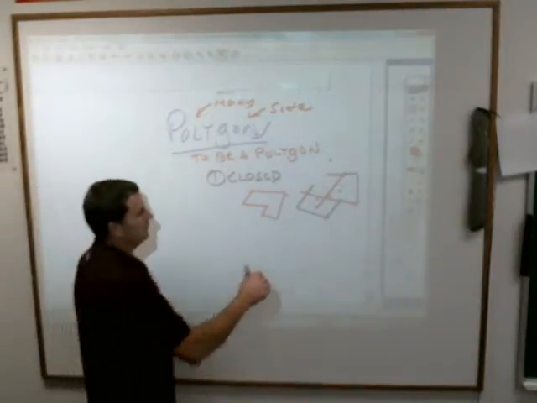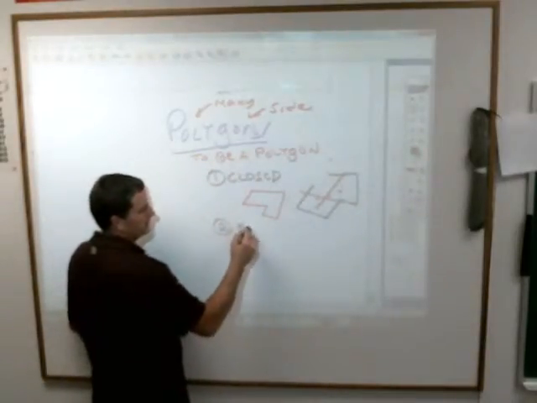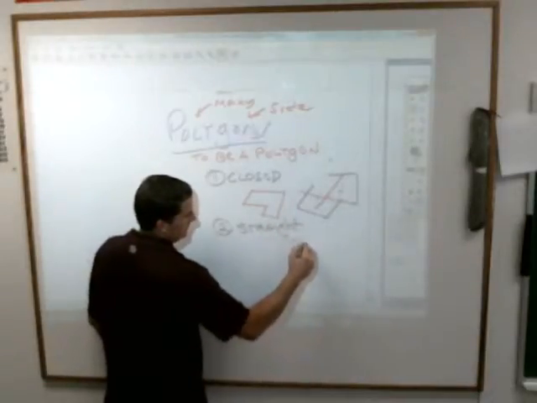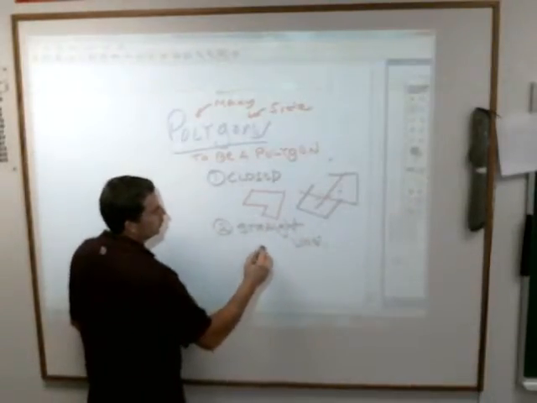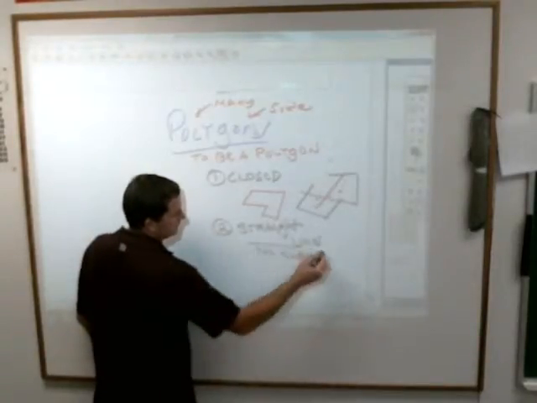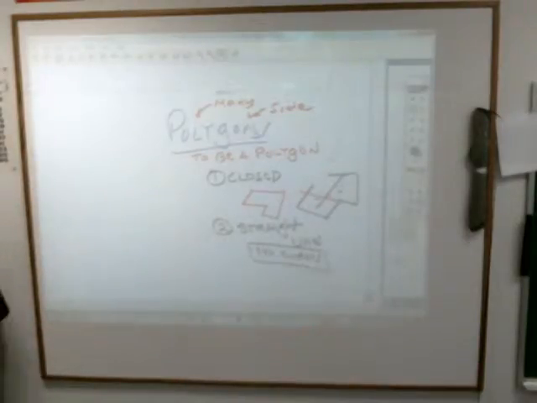And the second thing is that it has to have straight edges. Yeah, it has to have straight lines, no curves. Straight lines. No curves. So those are the two things for something to be a polygon. And then, of course, we know the names of the polygons.